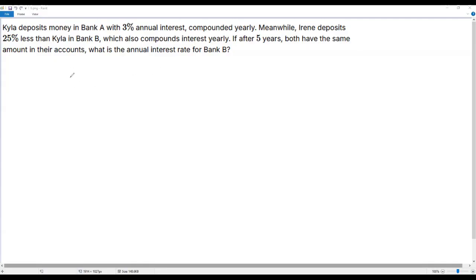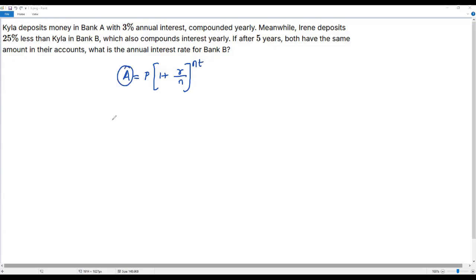B. So since it's a problem on compound interest, we can use a formula to find the final value of the deposit in compound interest. Let me write the formula over here. That is A equals P times (1 + r/n) raised to the power of n times t. Okay, now let's understand the components of this formula.